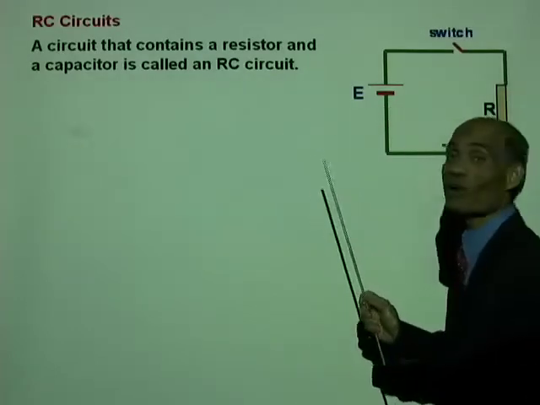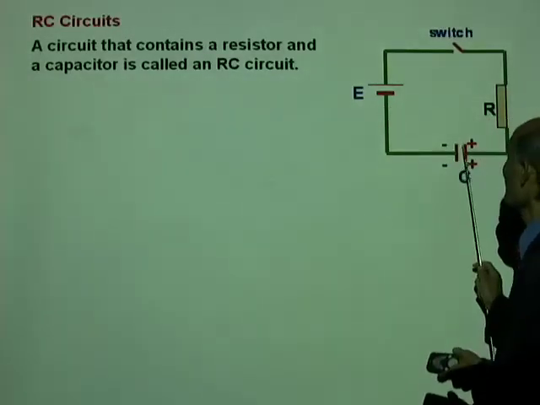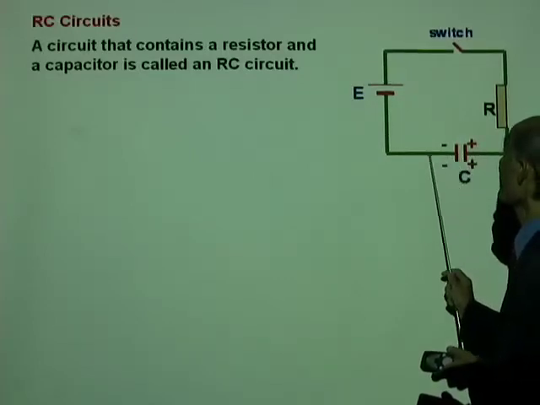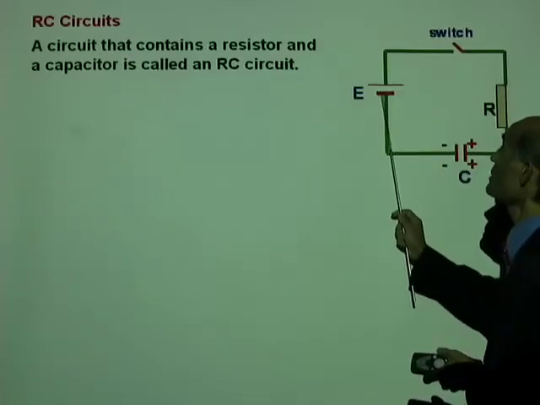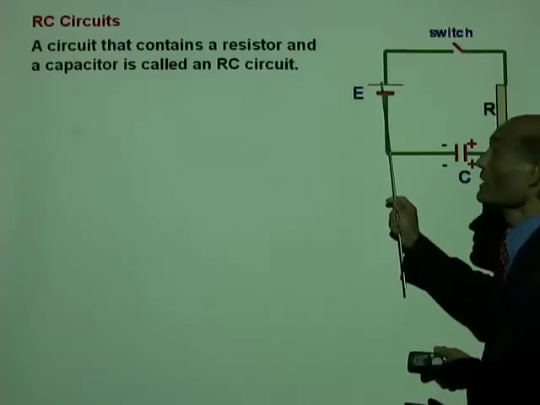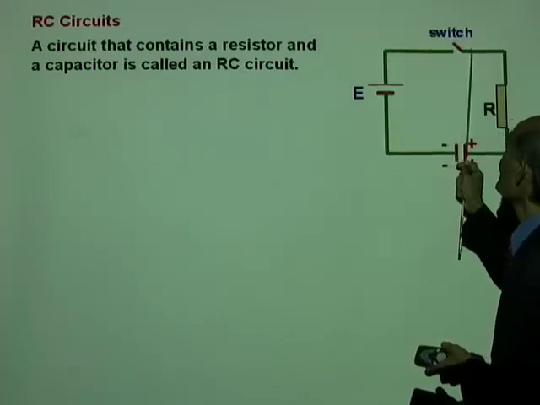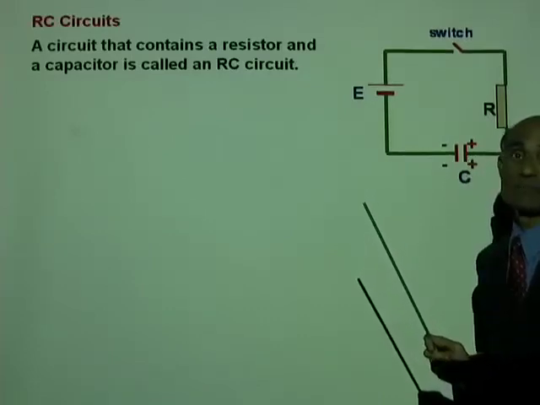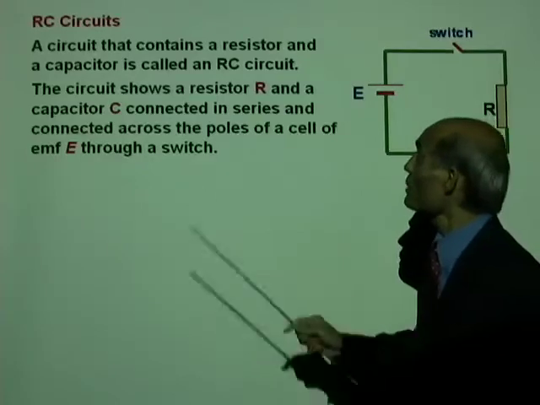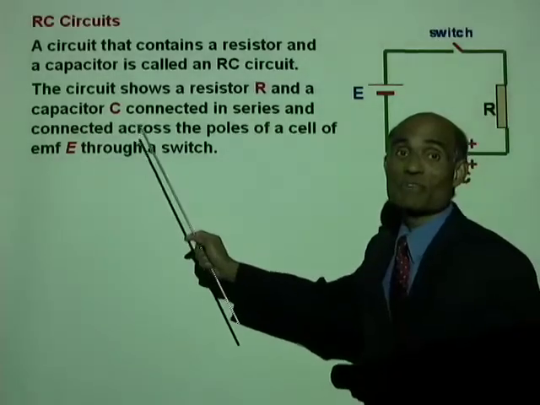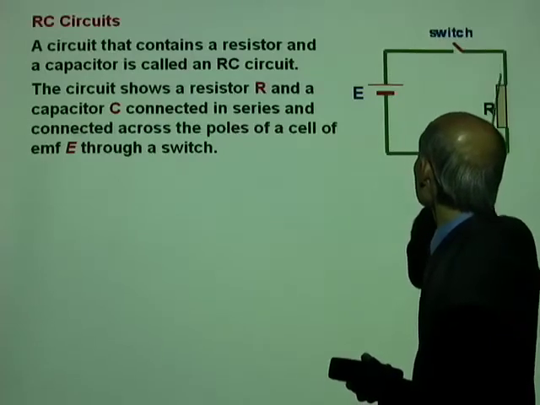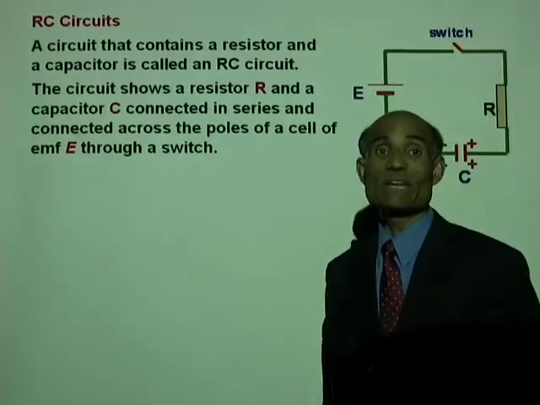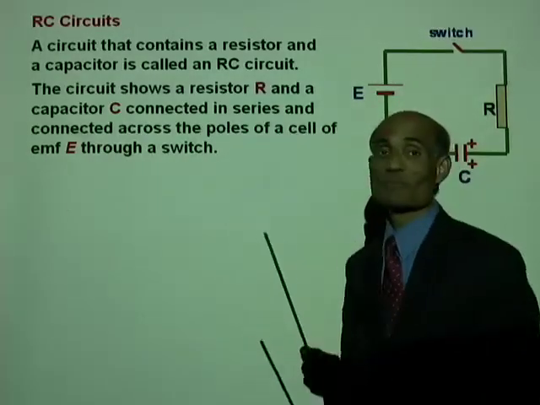Now here I have the diagram of a simple RC circuit. You have a capacitor that has a positive pole and a negative pole. The negative end of the capacitor is connected to the negative pole of the cell, and the positive pole of the cell is connected through a resistor to the positive of the capacitor. Now the circuit shows a resistor R and a capacitor C connected in series. Is that right? This is a series connection across the poles of a cell of EMF E through a switch.